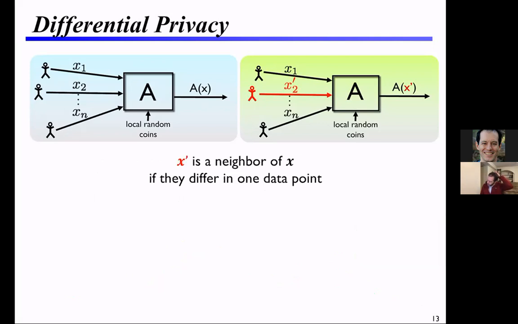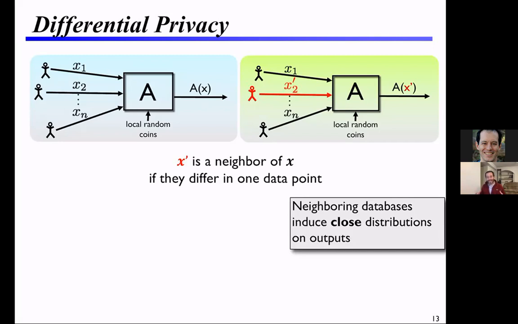A little more formally, we'll say two data sets are neighbors if they differ in one person's data. Okay, so for now, we're going to imagine that the size of the data set is somehow this fixed number n that's somehow known. And so when we change one person's record, what we're doing is replacing one of the entries of the data set with some other entry, in this case, x2 prime in the picture. Okay? So two data sets, x and x prime, are neighbors if they differ in just one entry. In other words, their Hamming distance is 1.